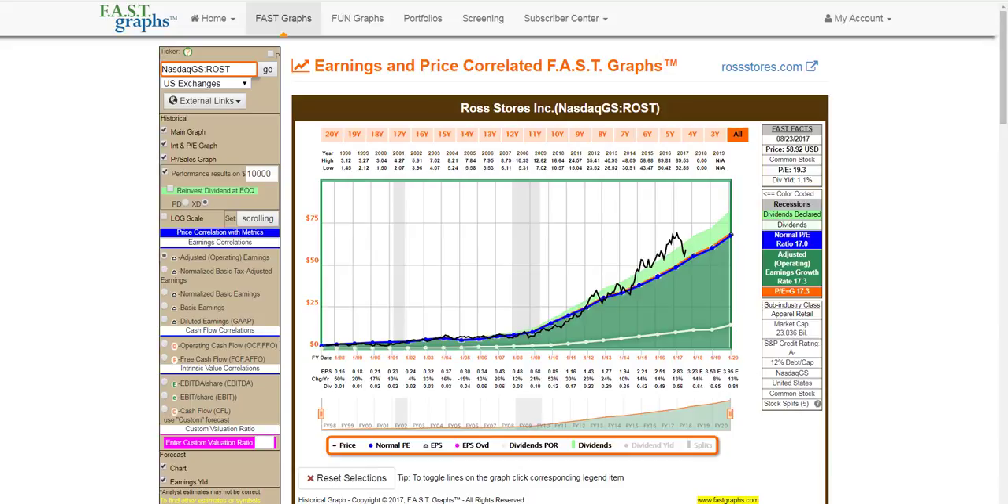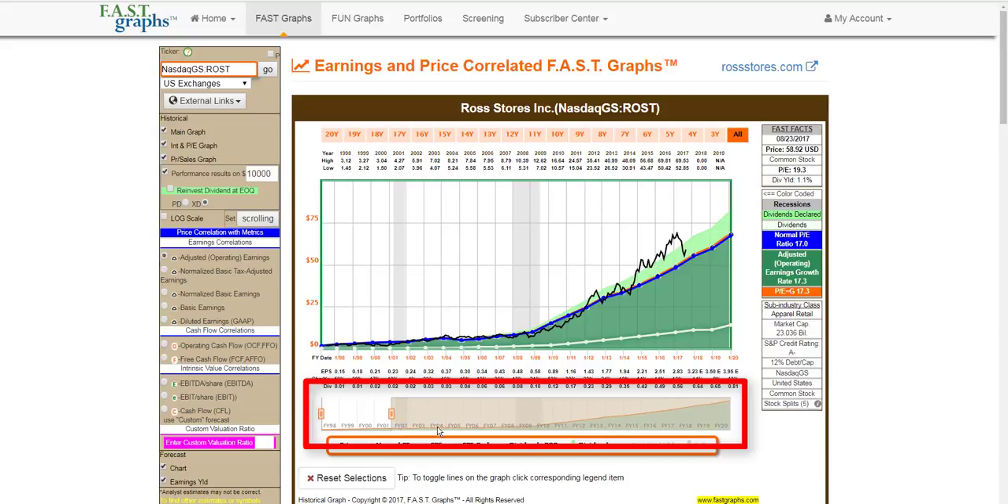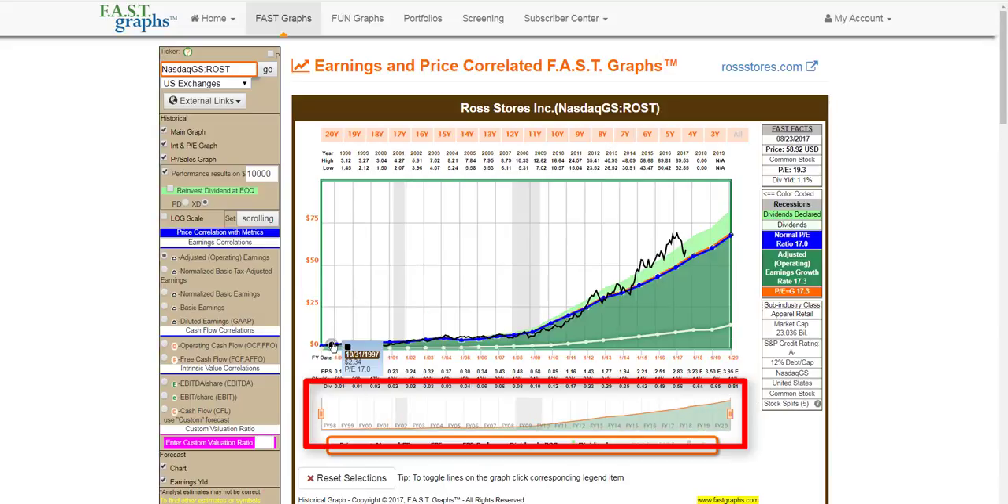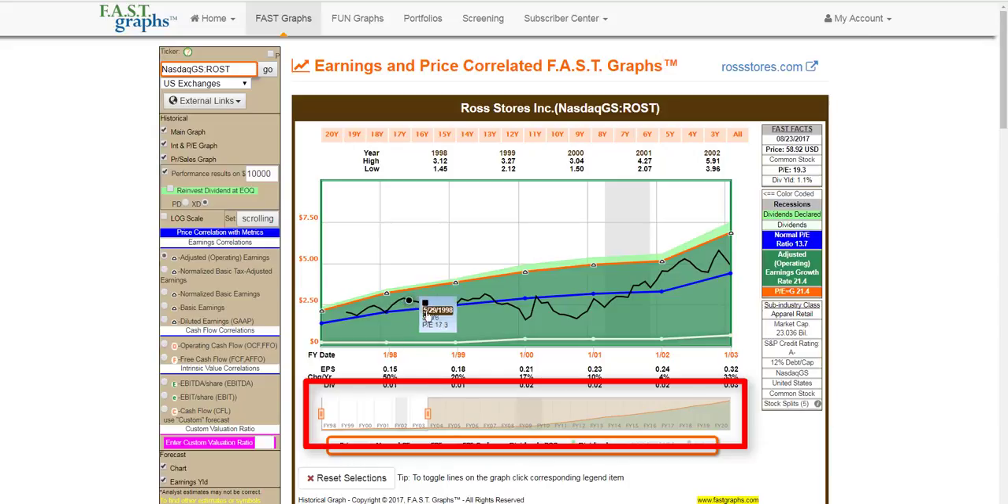Additionally, the historical FastGraphs has a built-in scrolling feature at the bottom of the graph that empowers subscribers to review past historical time frames in more detail. This is especially useful for fast-growing stocks like Ross Stores, where the scale at the beginning of the graph is too small to see the actual detail. By scrolling back to any time frame, you can see growth in PE valuations that existed at that time frame.